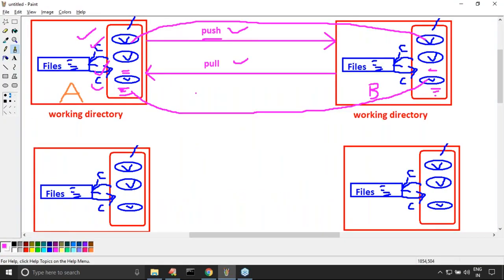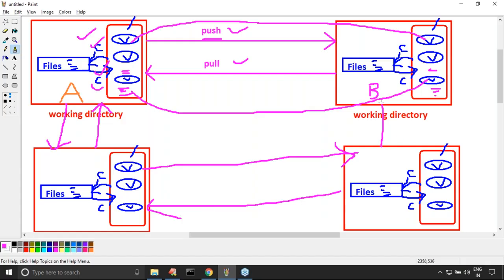Push and pull, and next, commit and checkout. Now in the distributed model, there is a way to share our changes with other developers. How can you share your code with other peer developers? Push and pull operations are available. This person can perform push and pull operations, so there is a way to share our code with peer developers. This model is nothing but the distributed model.